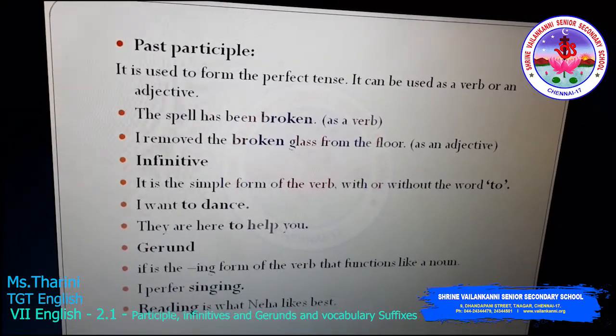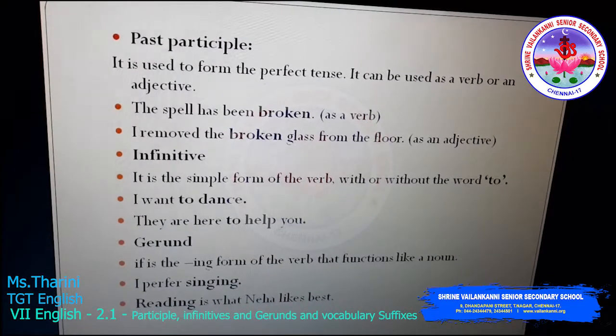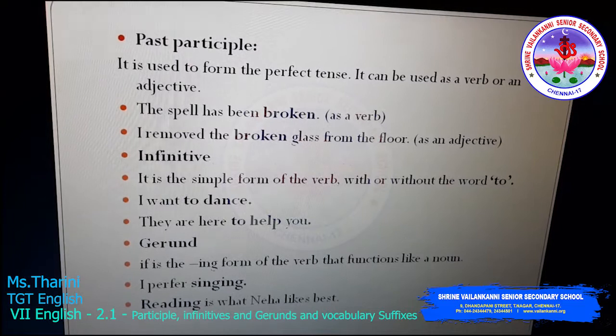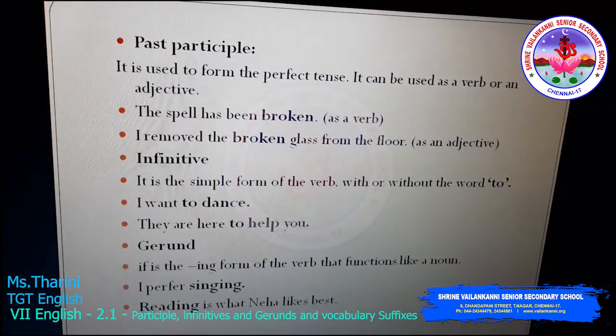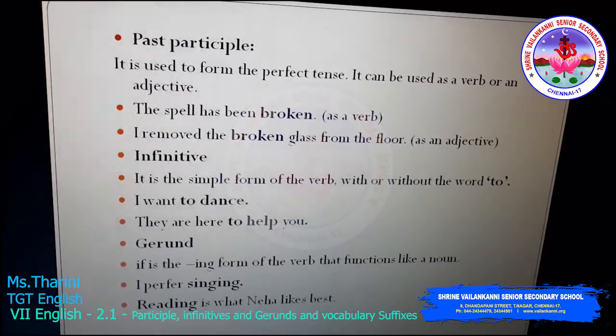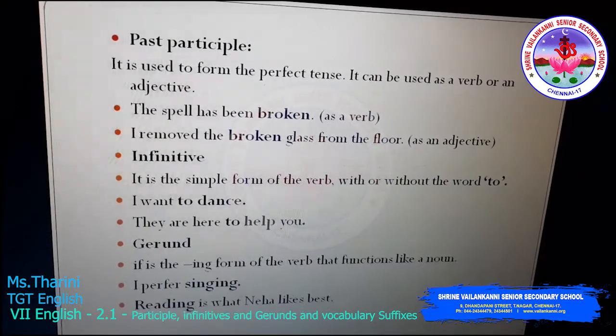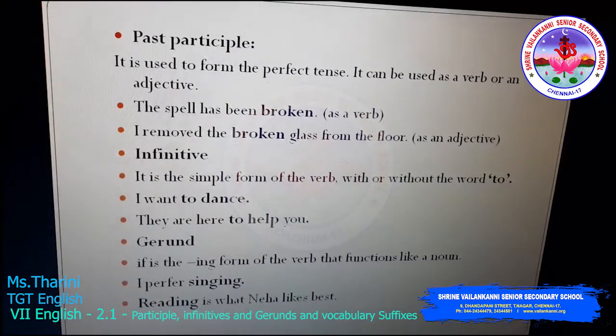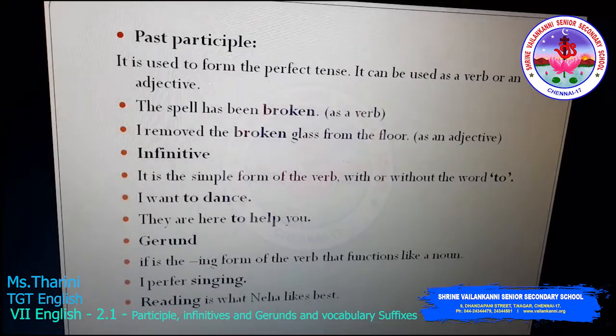In the next sentence you can see, I removed the broken glass from the floor. Now how is the glass? How are you describing the glass? Broken. So now it is acting as an adjective. It is used to form the perfect tense. It can be used as a verb or an adjective.